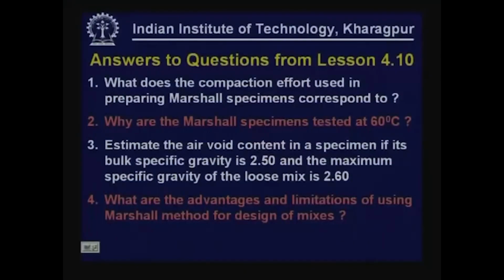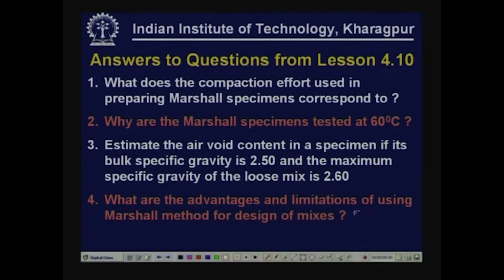Let us estimate the air void content in a specimen if its bulk specific gravity is 2.50 and the maximum specific gravity of loose mix is 2.60. We will quickly do this calculation. It is simply (2.6 minus 2.5) by 2.6 into 100. So, the value works out to be about 3.846%. Theoretical density minus bulk density divided by theoretical density expressed as percentage.